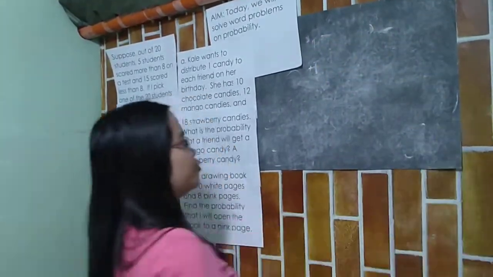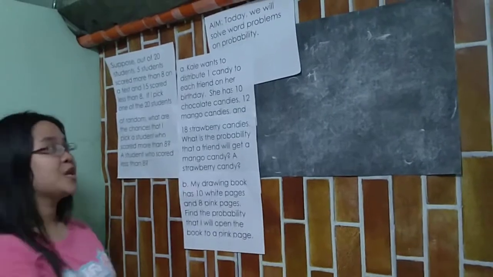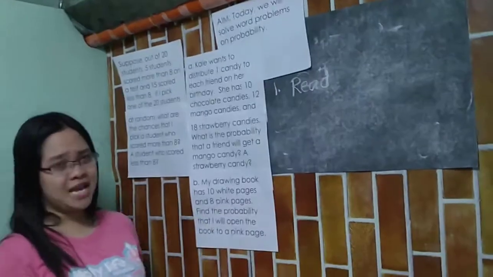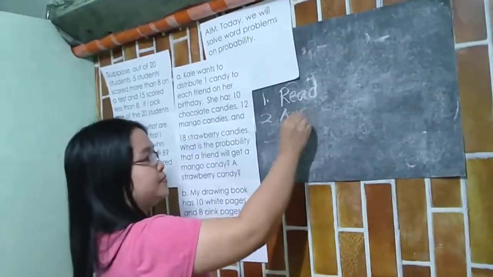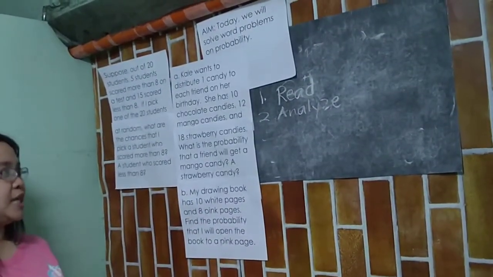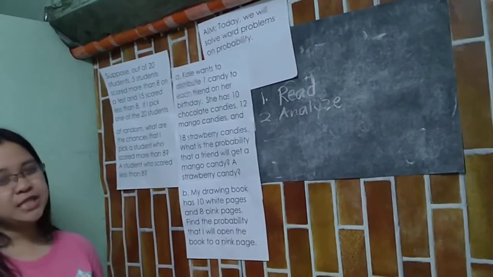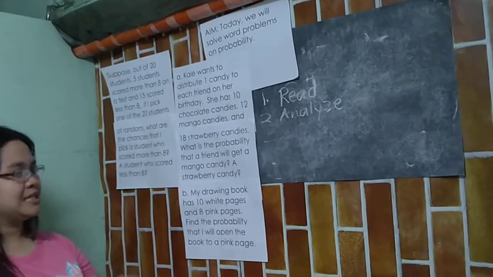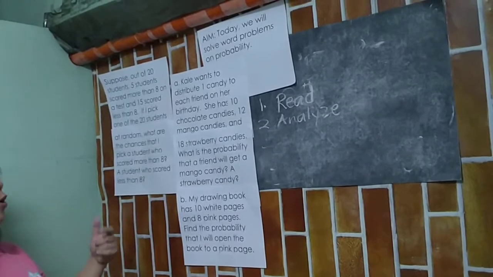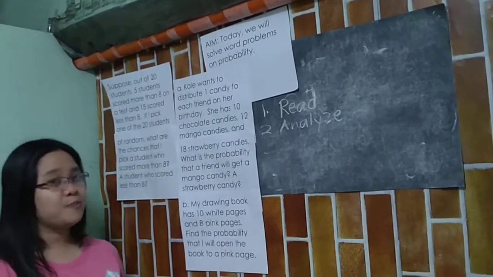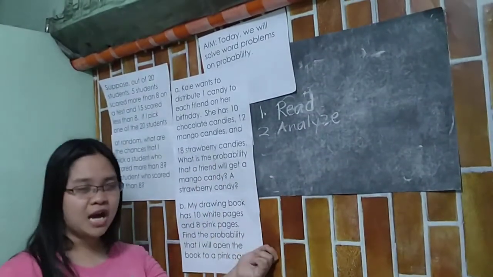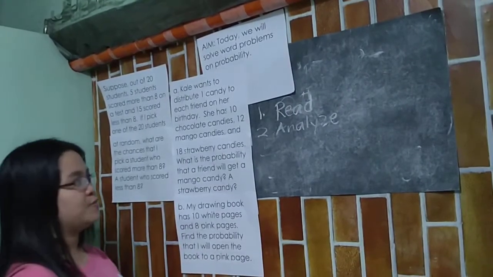How did we solve word problems involving probability? First, you have to read the problem. Not just read, but you also have to analyze. So that you will know if the thing that you are going to find out is probability in words. You just simply write whether the probability is likely to happen, unlikely, sure, impossible, or equally likely. Or maybe the problem asks you to find the probability in numbers, wherein you have to follow the formula number of favorable outcome over the number of possible outcome.